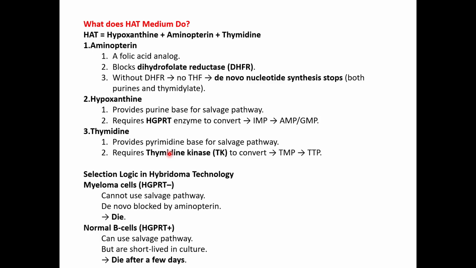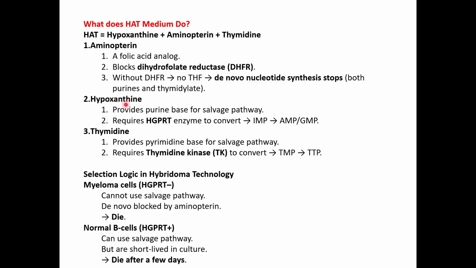So now coming to HAT medium. What is HAT medium? Like we discussed, the HAT medium full form is hypoxanthine, aminopterin, and thymidine. So aminopterin is a blocker. It's a folic acid analog. So it blocks the dihydrofolate reductase enzyme. So without dihydrofolate, there will be no THF, and then there will be no de novo synthesis of nucleotides.